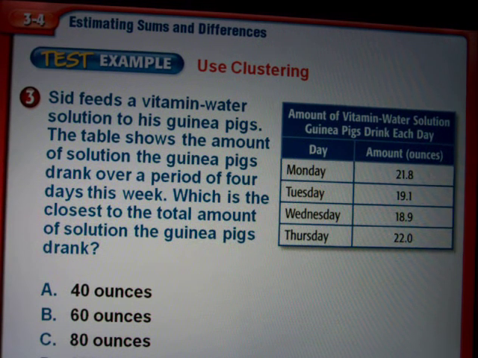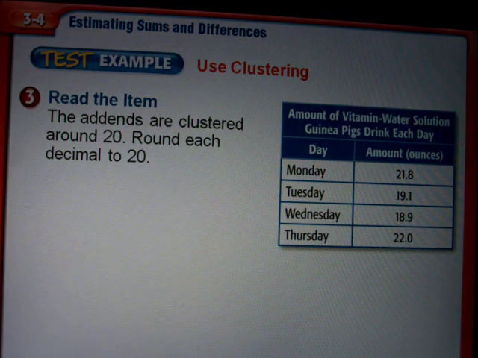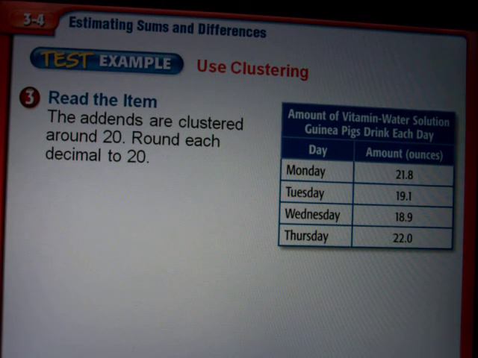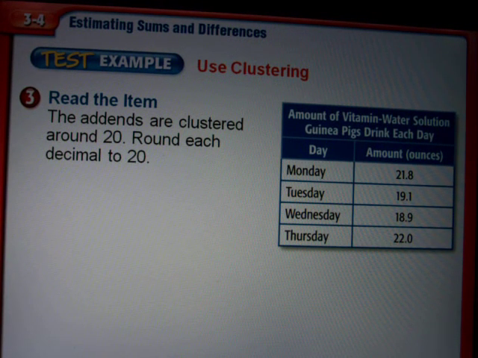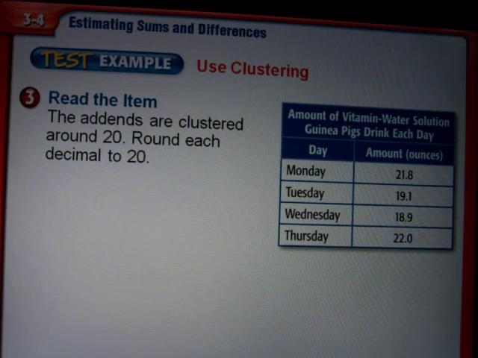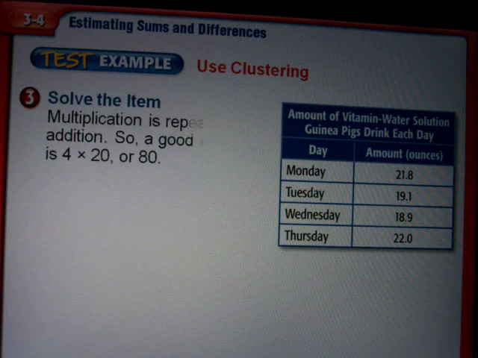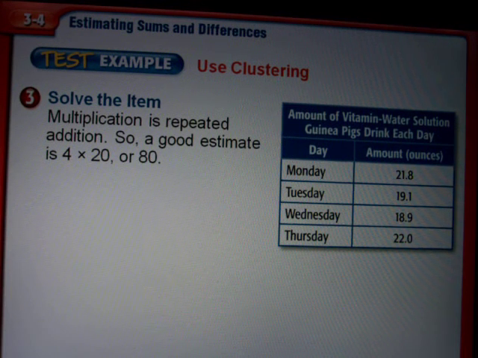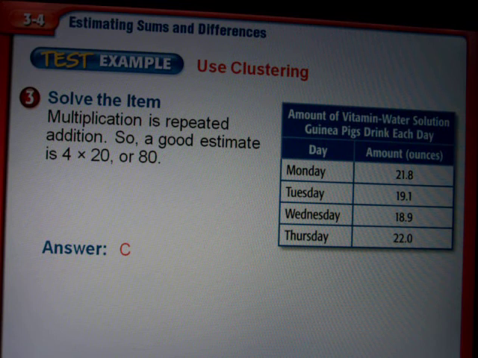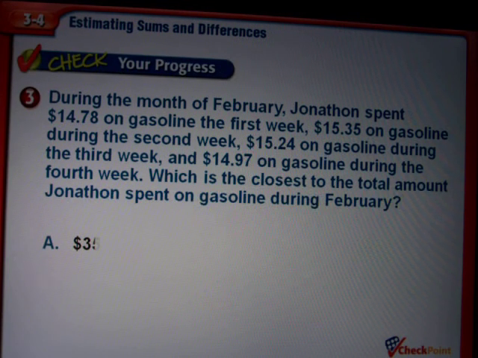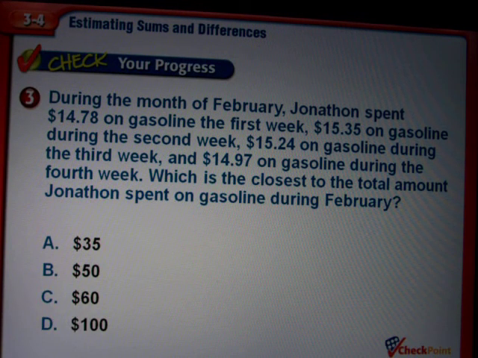So using this clustering concept, if you look, they're all close to 20. So we're going to round each decimal to 20. And then when we add those up, you get 80. So when we go back and look at the answer, a good estimate is 4 times 20, or 80, and so that would make it answer C. And that's all clustering is. It's just clumping them all together, which is the closest.